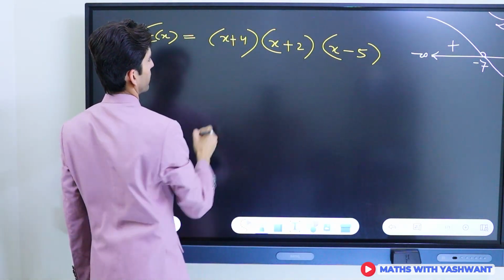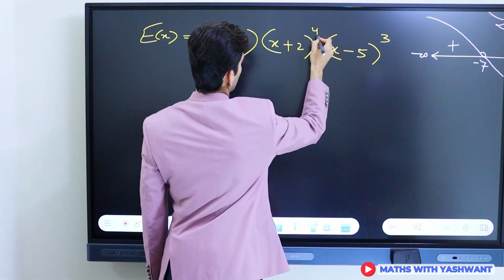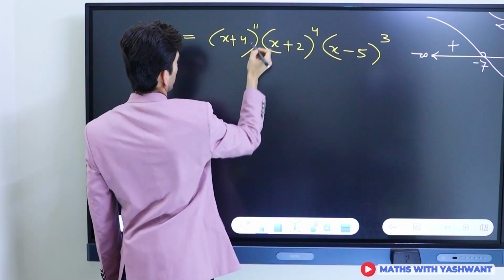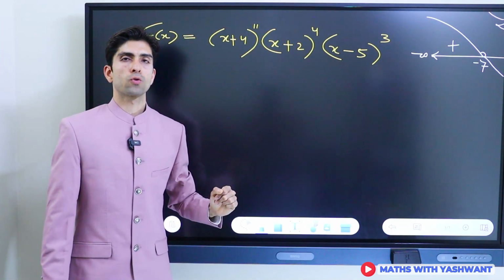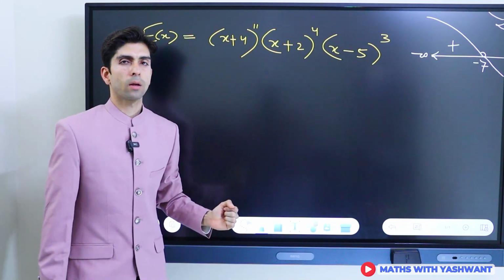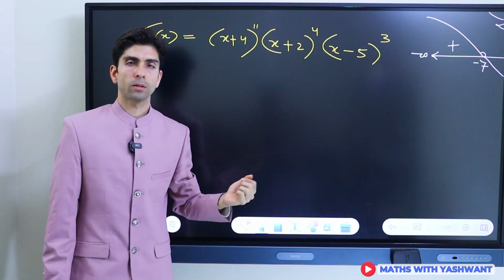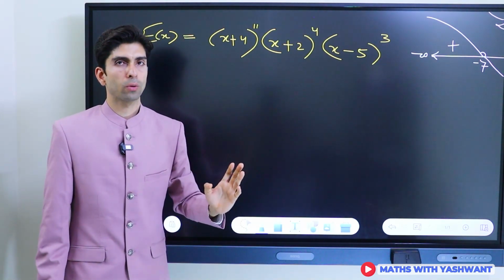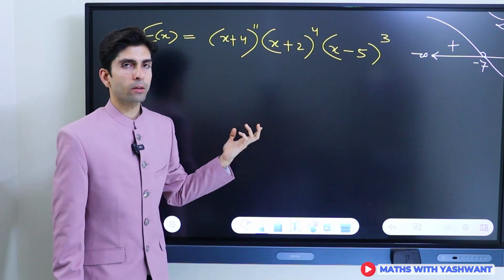Okay, let's say we have the expression (x + 4)^11 (x + 2)^4 (x - 5)^3. We want to draw the wavy curve for this expression. First of all, we make sure that all the linear factors are present in the product form, which is okay here. Secondly, we make sure that all the coefficients of x are plus 1.